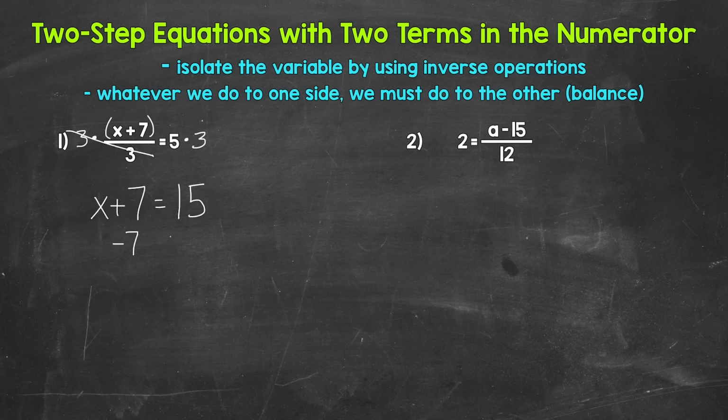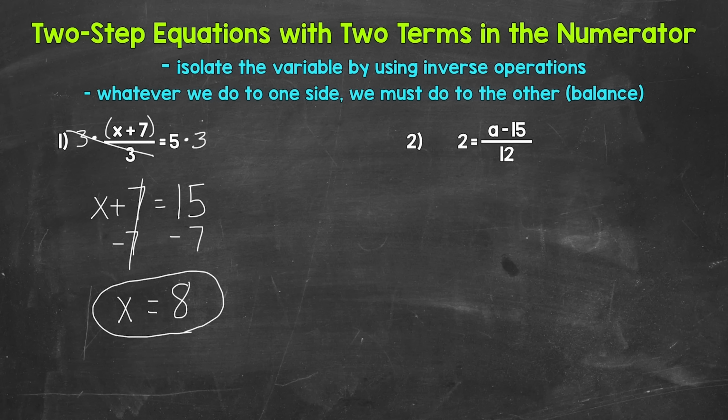Whatever we do to one side, we must do to the other. So subtract 7 from the right side as well. On the left side of the equation, we are adding 7 and subtracting 7. So these 7's cancel each other out. x is now isolated. So we have x equals, and then on the right side, 15 minus 7 gives us 8. x equals 8. And that's our solution.